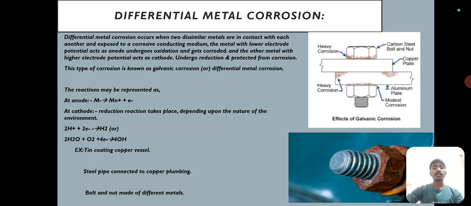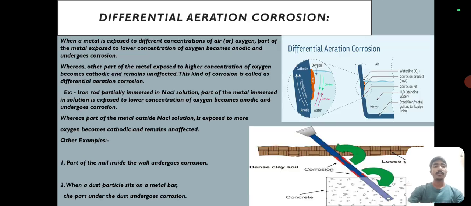The cell reactions are: at anode, oxidation takes place. Here, the metal gives rise to Mn+ and electrons. At cathode, 2H+ plus 2 electrons give rise to H2. It is in the absence of oxygen. Whereas in the presence of oxygen, 2H2O plus O2 plus 4 electrons give rise to 4OH-. The examples are tin coating on copper vessels, steel pipe connected to a copper plumbing, and the bolt and nut made of different metals. In this case, the bolt gets corroded whereas the nut remains unaffected.